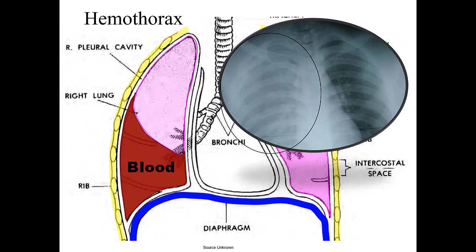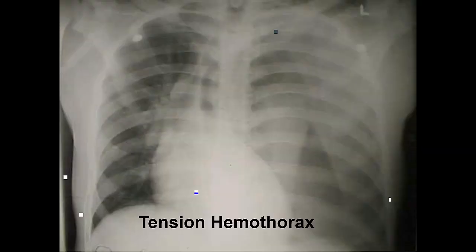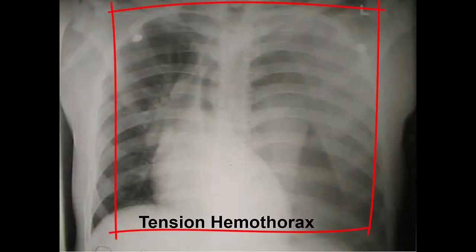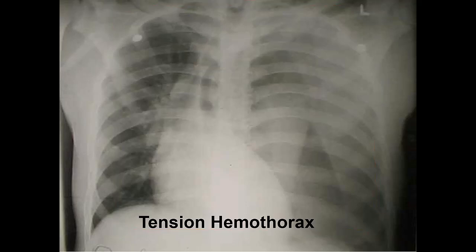Here we have a hemothorax, as we've been discussing. But did you know that we can also have a tension hemothorax? The tension hemopneumothorax, or the tension hemothorax, again, fills the chest cavity with fluid and blood, but with the blood pushing the organs to the opposite side from the chest wall.